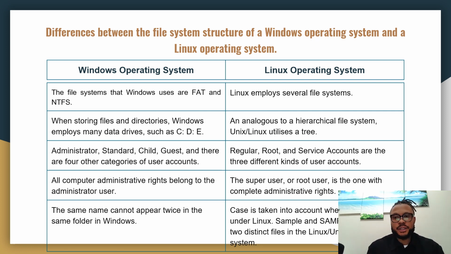Here are a few differences between our Windows operating system and our Linux operating system. You can take a look at it. I will also paste a link to the video and a link to the PDF so that you can go through it. Here we have the file system: Windows uses FAT and NTFS, while Linux exploits several file systems, and there are just a few of them that I want to go through.